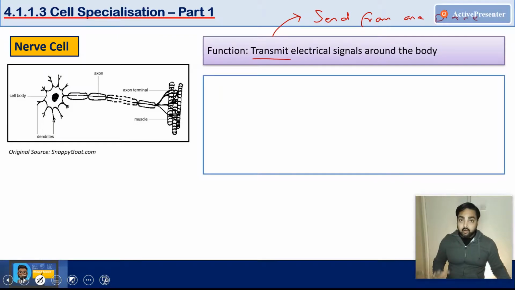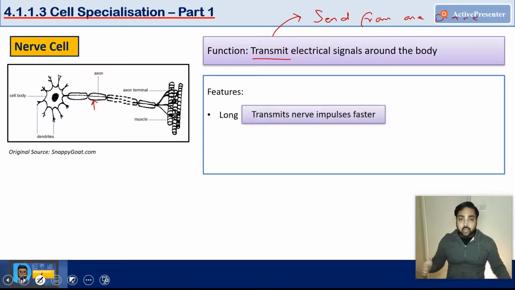Now, what are the features? If you look at the diagram of the nerve cell, it has very specific features. It's got a cell body. Sorry, that's my phone going off. It's got an axon in the middle, and it's got these weird things here, which are actually insulation for the nerve cell. You don't need to know about that until you get to A level. Key features of a nerve cell are that it's long, and what that does is it allows it to transmit nerve impulses faster.